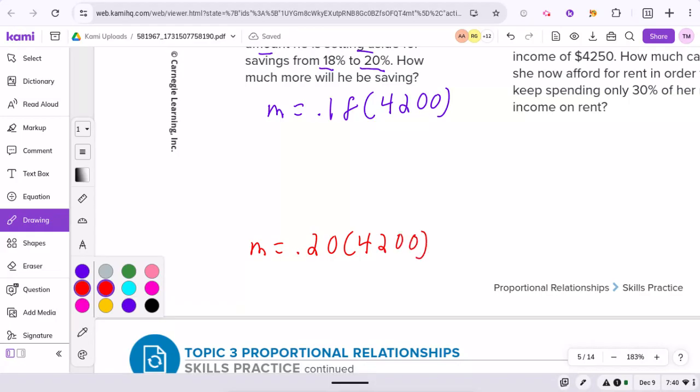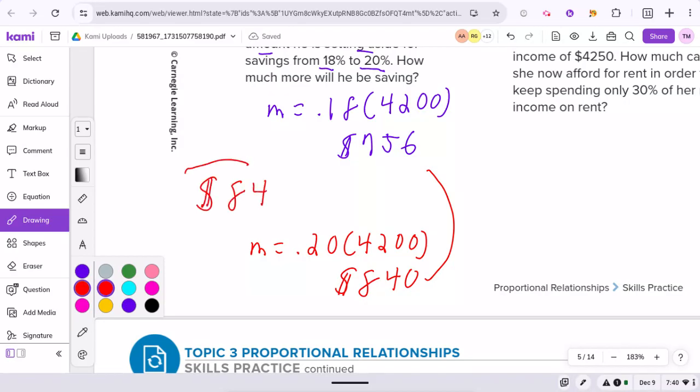So you'd multiply out for each of them, starting with the top one in blue, 0.18 times 4,200, and you'd get 756. And then for the one in red, similar process, 0.20 times 4,200, that would be 840. So if you subtract the two numbers, 840 minus 756, there'd be a difference of $84. So he'd be increasing his savings by $84.